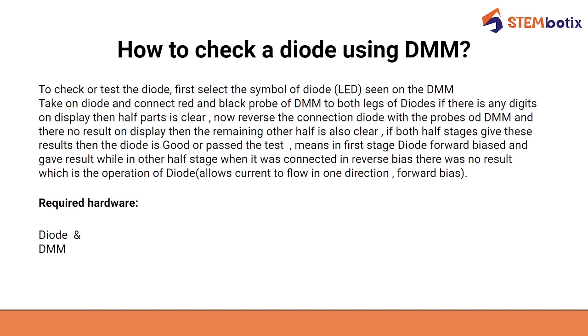What does a diode do? Basically, a diode allows current to flow in only one direction, and it blocks current in the other direction. It allows current to flow in forward bias, and in reverse bias it blocks the current. So when you connect the diode the first time and it gives a result, half the test is clear. But when you reverse the connection and get no output, then joining both stages, your diode performance is good.